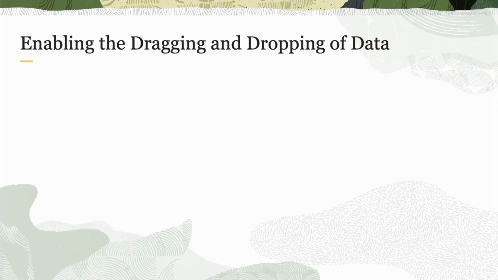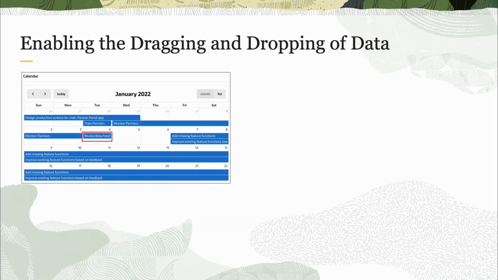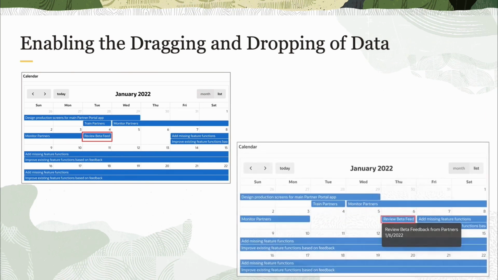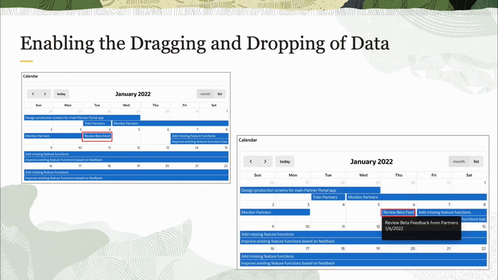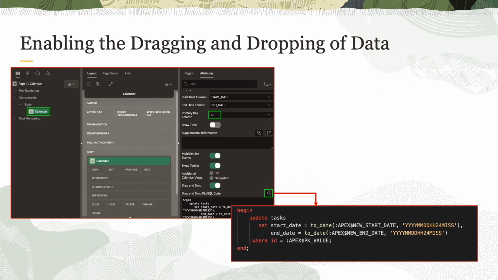The calendar region in Apex also supports moving or changing calendar events with drag and drop. So let's say you want to change the event review beta feed from Jan 4th to Jan 6th. You can simply drag and drop that event in the calendar using the drag and drop functionality available in Apex. To enable drag and drop, you just need to toggle the drag and drop attribute available in Page Designer for the calendar region.